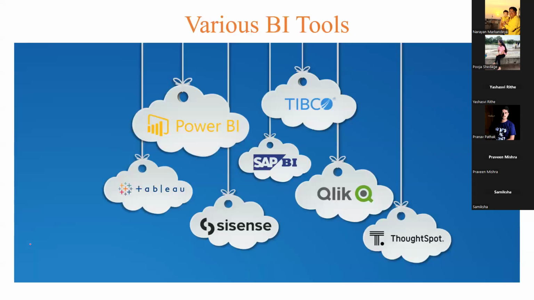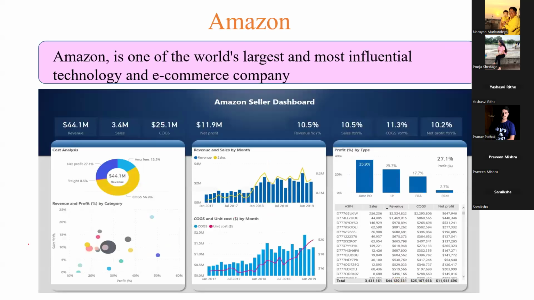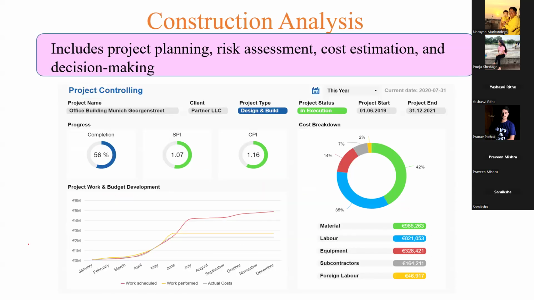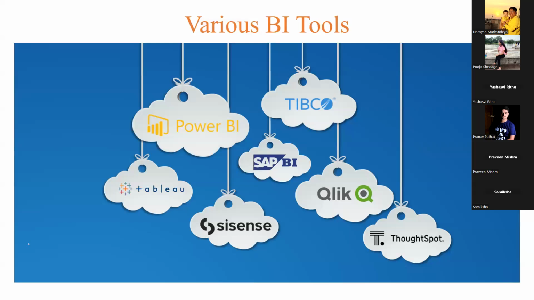Now, when we have to make such an attractive dashboard, as we've seen, this Amazon dashboard and construction analysis dashboard, so many BI tools are available. Now, depending upon the client, these BI tools will change. Some clients are interested in color combination, that means a good color combination. Some are interested in working with DAX queries. Some are interested in open sources. So depending upon the client's requirement, these BI tools will change.